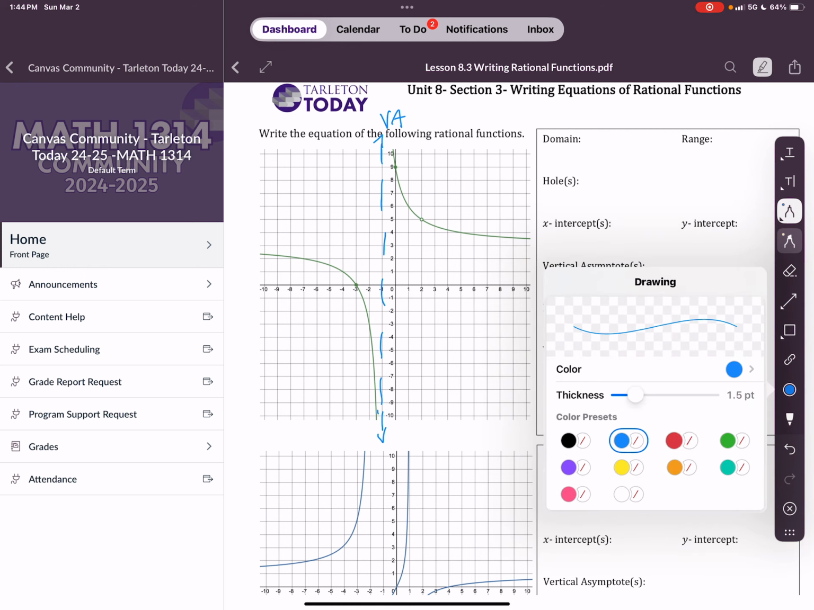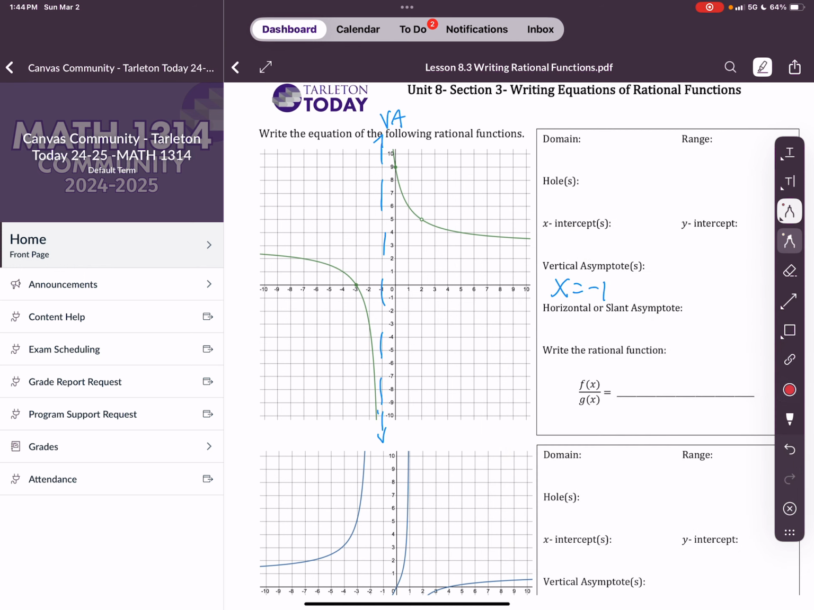All right. Well, then I notice also that right here, it's going to get really, really close to y equals 3, but it's not going to touch it. So that's going to be our horizontal asymptote. Okay, we're going to have a horizontal. So we know it's going to be y, excuse me, not x. That's going to be y equals 3.